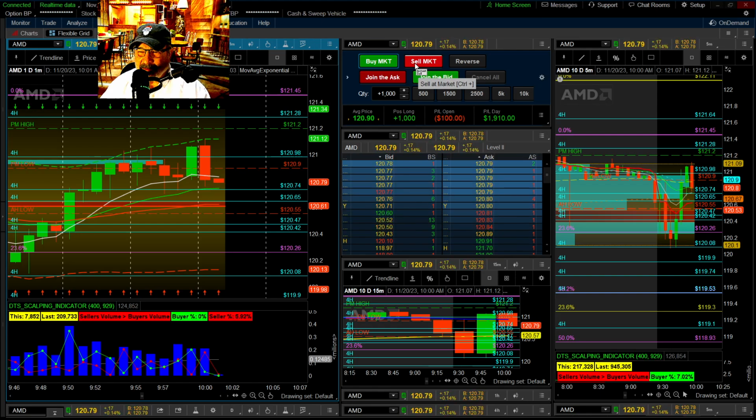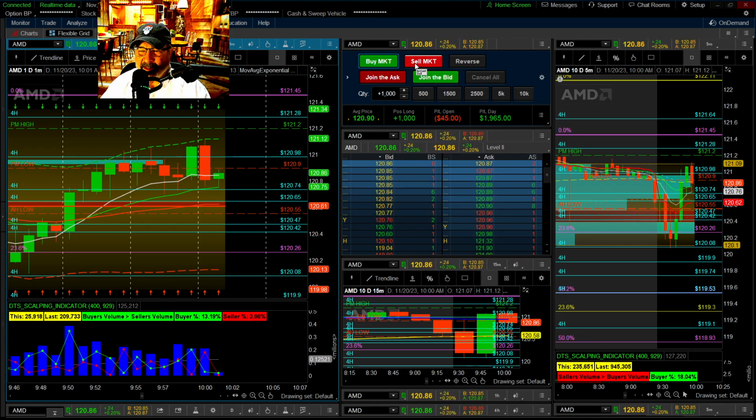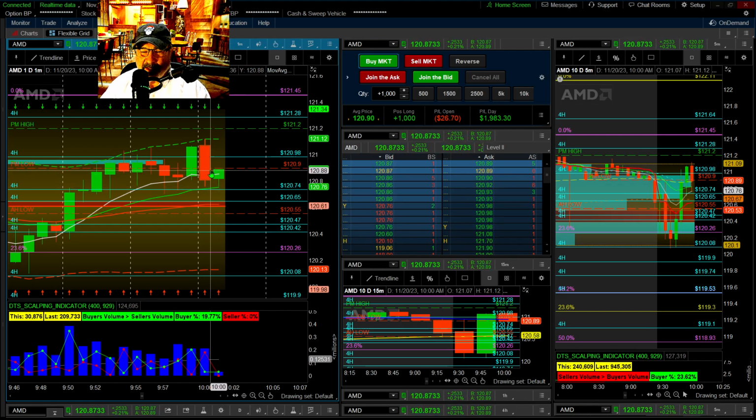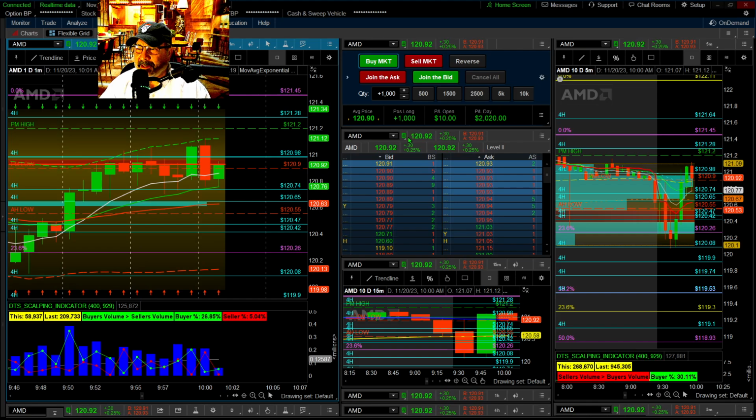Yeah, I don't think I'd reverse. I'd just get out if it keeps going. Yeah, it's breaking off the support again down there. It hit the 20. This is the 20 moving average. That's the 9. And now I'm over 30 minutes. Well, I didn't get in until like 9:32 or 33, right? I'm not quite 30 minutes into this trade.